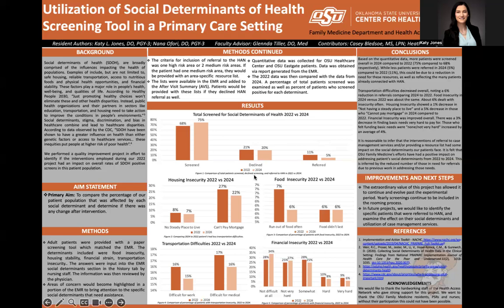If we look at housing insecurity, there is a decrease overall in patients who felt like they had no steady place to live or couldn't afford their mortgage. When you look at food insecurity, you can see that there was a decrease in those who felt like they ran out of food often, and no change in those who felt that their food didn't last. Transportation difficulties also decreased in those who felt like it was difficult to make it to work, and those who had trouble getting to medical appointments and picking up their prescriptions, etc.